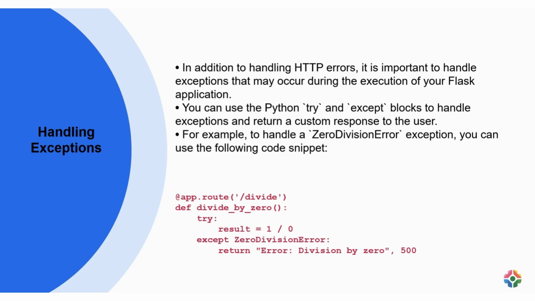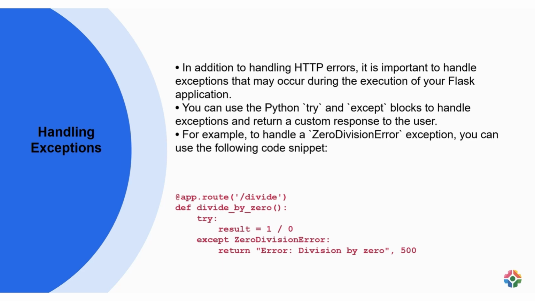application execution. To address exceptions, you can employ Python's try and except blocks. For instance, consider a scenario where you want to handle a zero-division error. In this case, within a route function, you can utilize a try-except construct. By enclosing the potentially problematic code within the try block, any exceptions that occur during its execution will trigger the except block. Here, you can customize a response to provide a meaningful message for users.